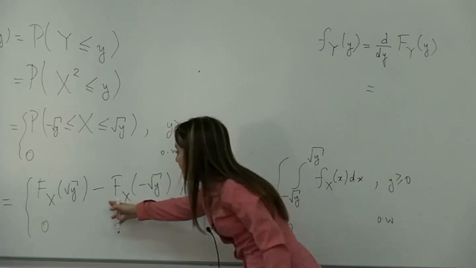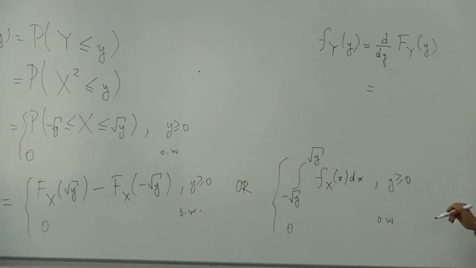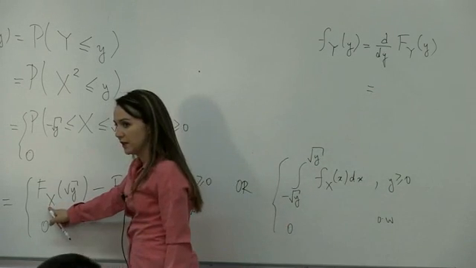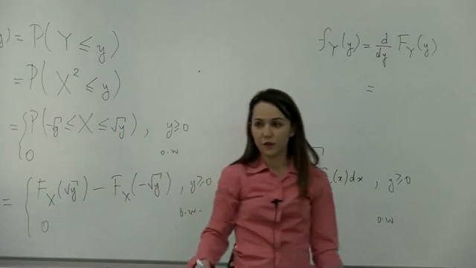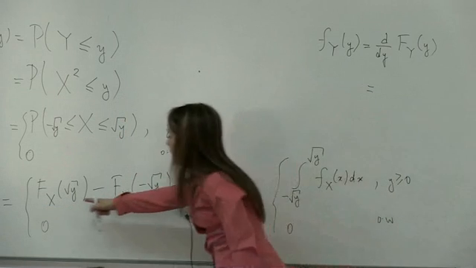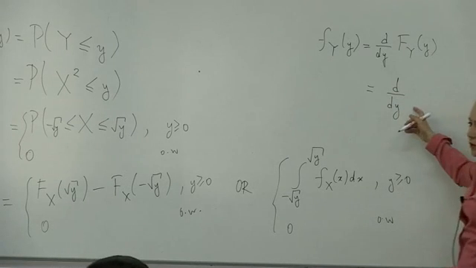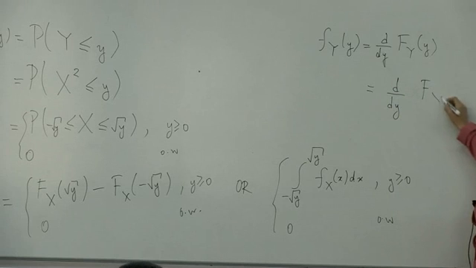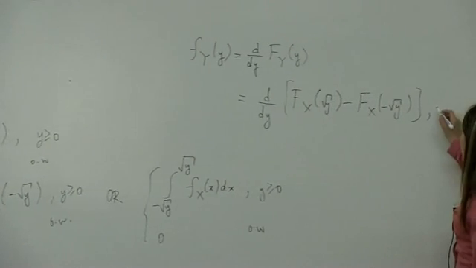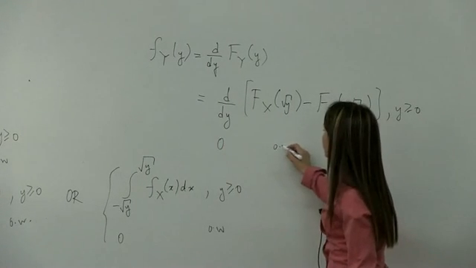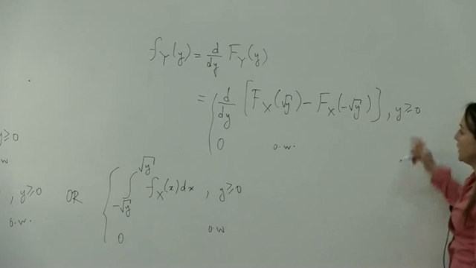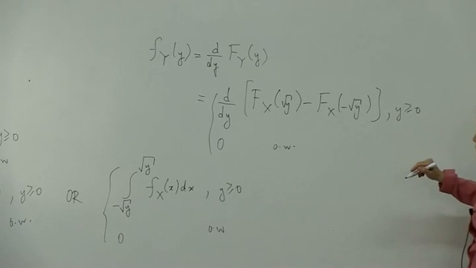Hence, we basically have to differentiate this expression or this expression, whichever you feel like doing. Let me go by this. What is the derivative of the first term? The derivative of capital Fx is small fx. Let me write here what I mean: d by dy of Fx of square root of y minus Fx of negative square root of y, when y is positive, and we have 0 otherwise. So I need to differentiate this expression.